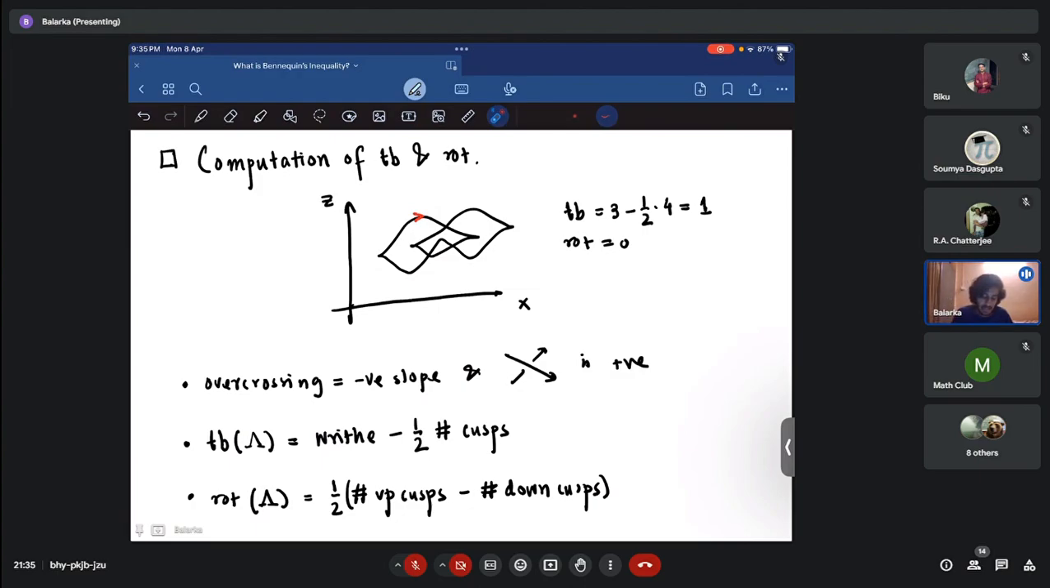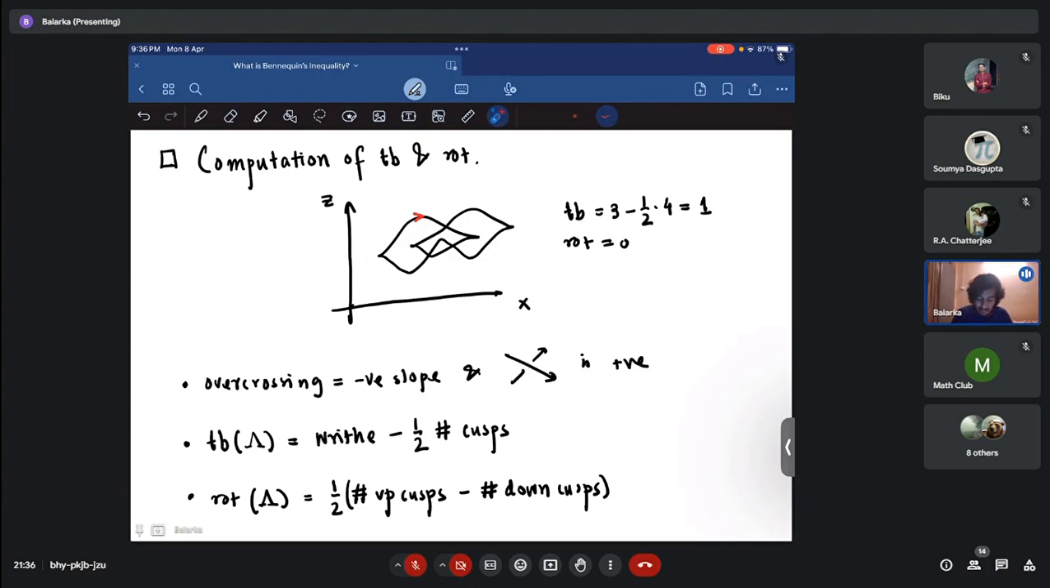And up and down just means you orient the knot, and then you see if the orientation is going up in the z direction as you traverse the knot and traverse the cusp. This is up because it's pointing up. This is down because it's pointing down. So let's try and compute for this particular wavefront diagram what's happening.